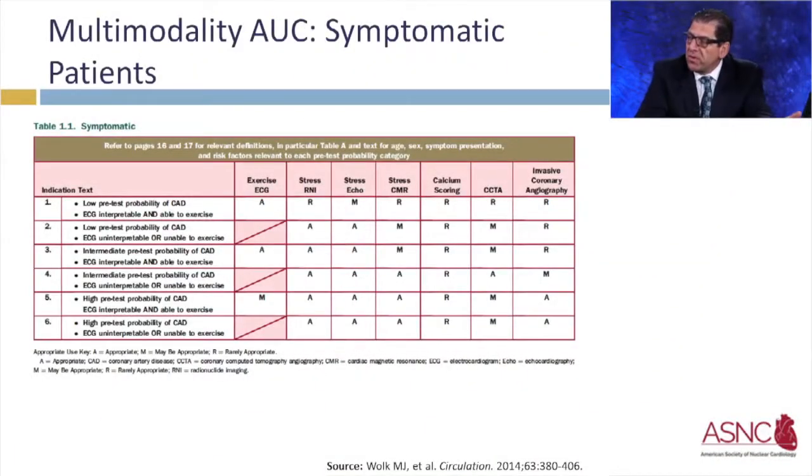I think what's important is to understand pretest likelihood of disease and risk of disease. When we use Diamond and Forrester, we determine what the likelihood of disease is, but it doesn't tell us how bad their disease is. That's where things like the multimodality appropriate use criteria are so helpful. Once you've determined a patient has low, intermediate, or high risk, then you pick the best test to risk stratify them. We've all seen low risk patients who have bad coronary disease, and high risk patients with calcium scores of 2,000 and 3,000 who have no ischemia or no significant blockages.